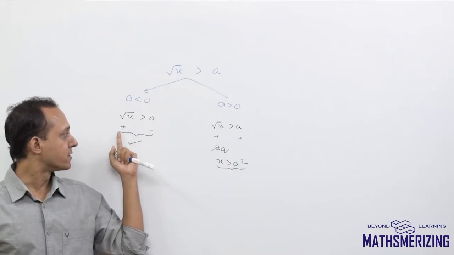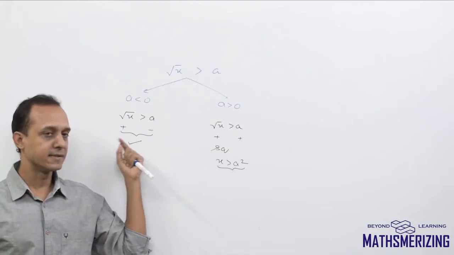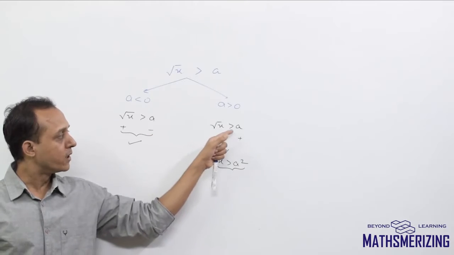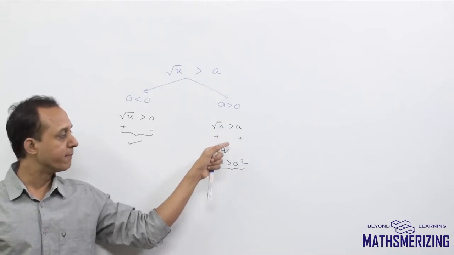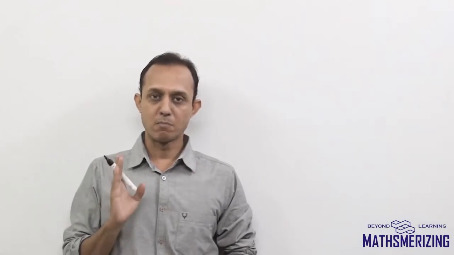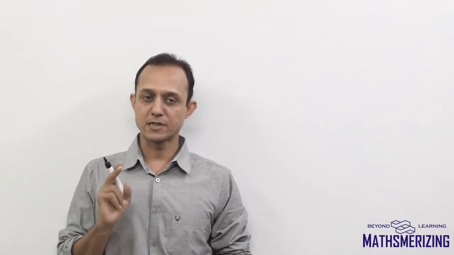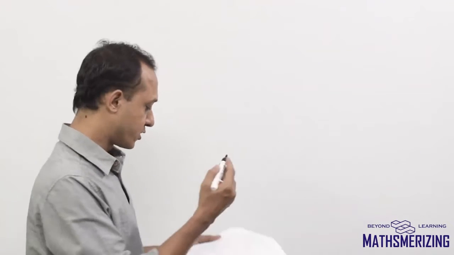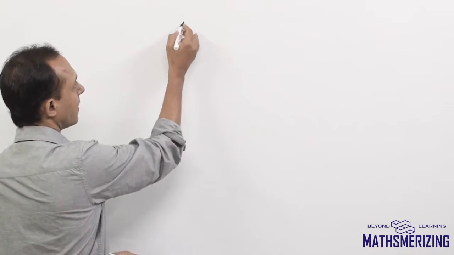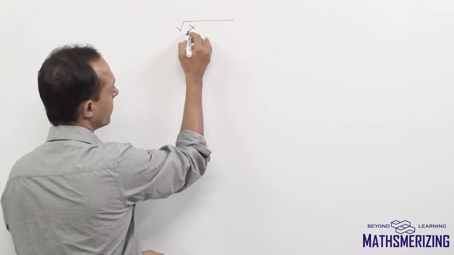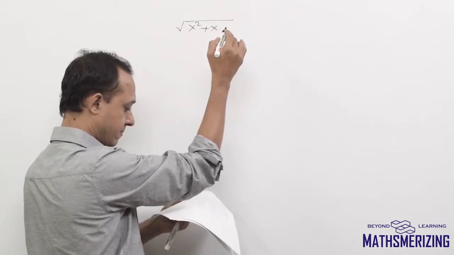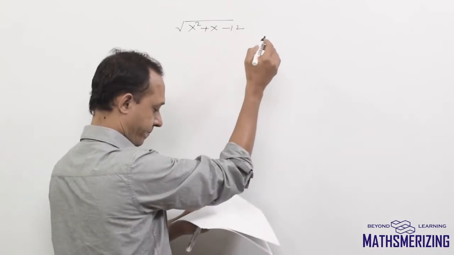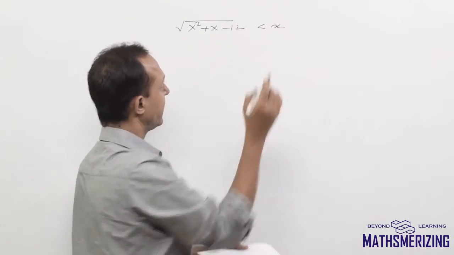So when I have a positive number and a negative number, the case is very trivial. But when both numbers are positive, I can simply square them to solve it. Now the more interesting questions in irrational inequalities are of the kind under root of x square plus x minus 12, and this is less than x.